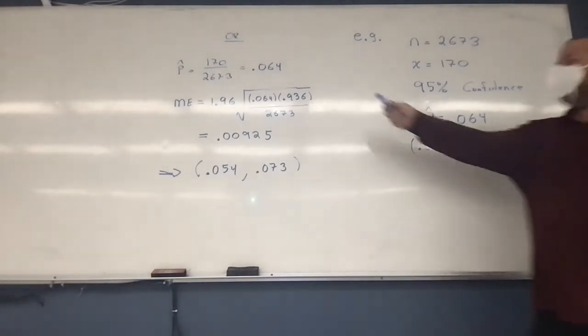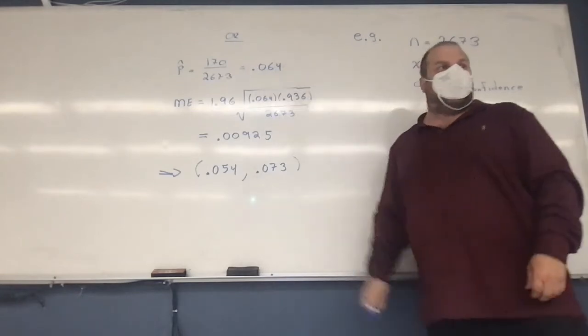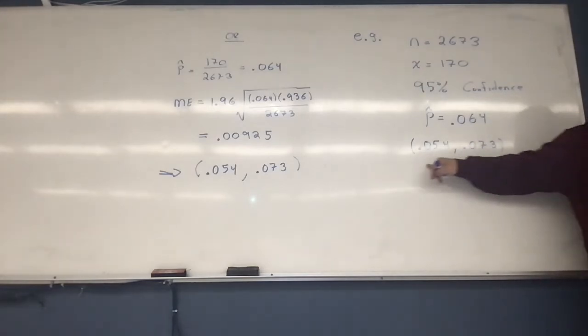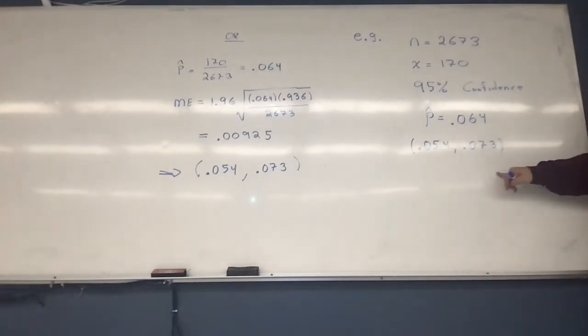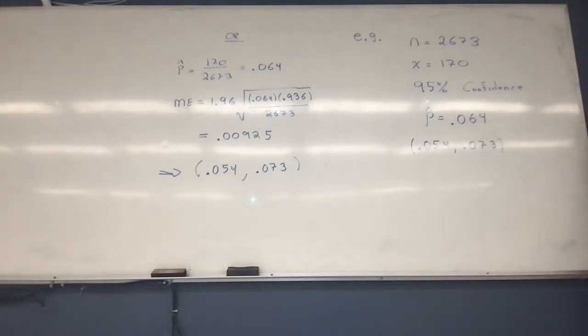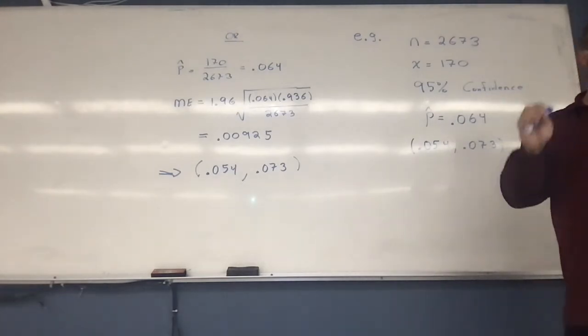Even though this was what I got from my actual sample, I have no reason to give preference to any number in this interval over any other. Any value between 0.054 and 0.073, in my mind, is as equally likely of being the true value. I do not give special preference to 0.064 just because it happened to be the value of my sample.